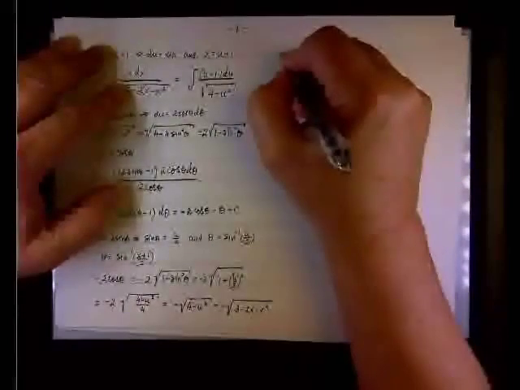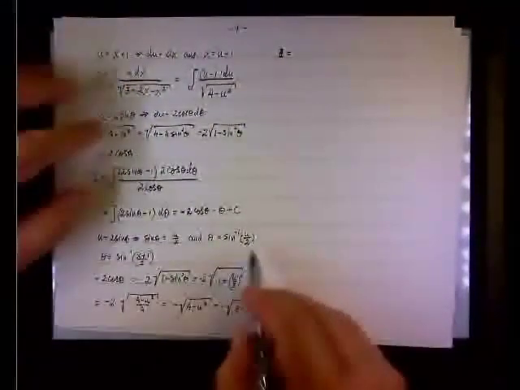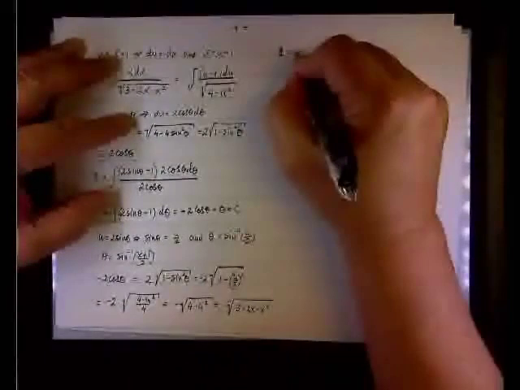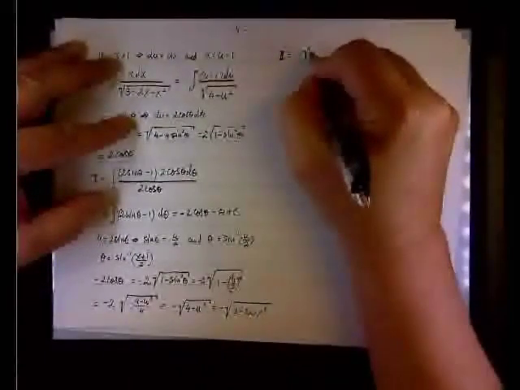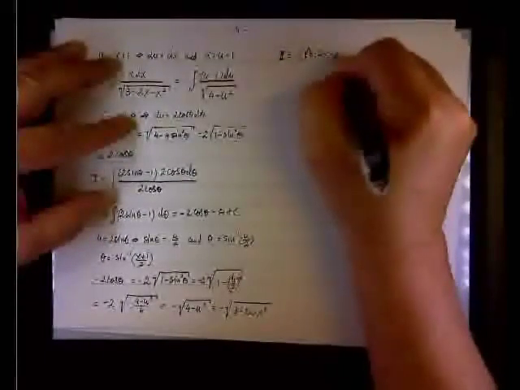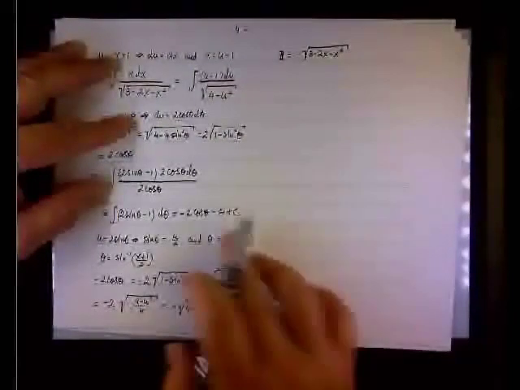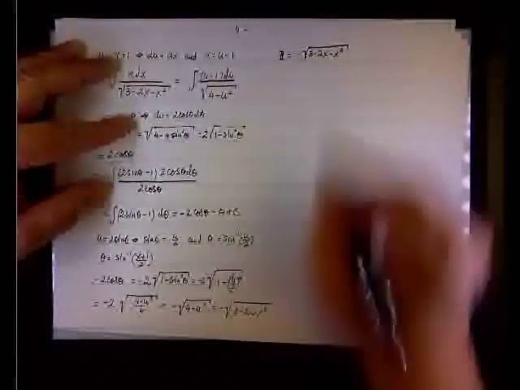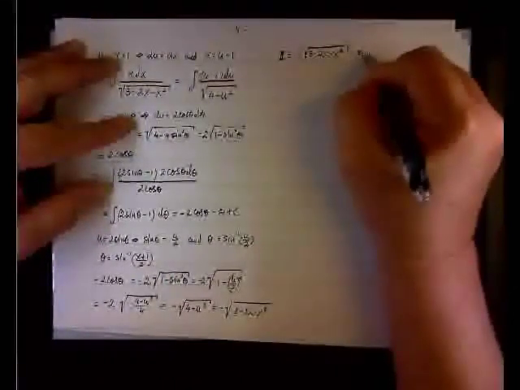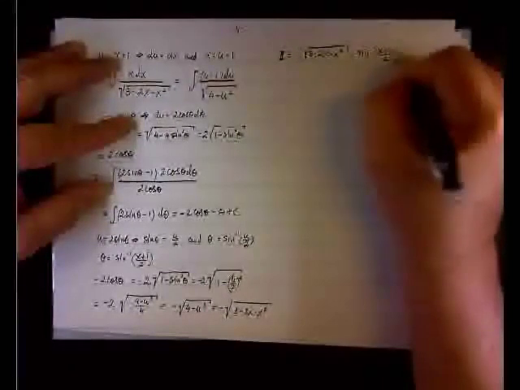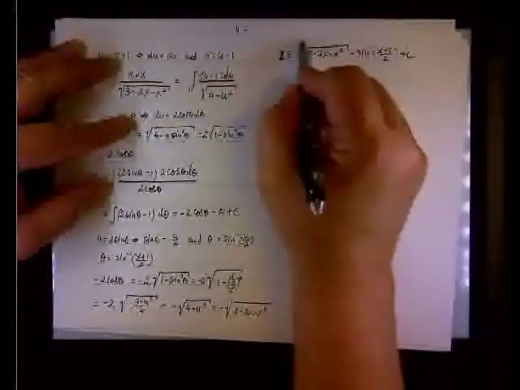So the solution will be, from negative 2 cosine theta, we obtain negative the square root of 3 minus 2x minus x squared, right? And from negative theta, we get minus the inverse sine of x plus 1 over 2, and plus c at the end.